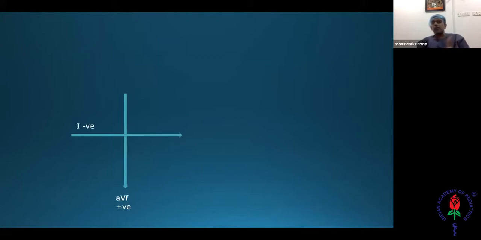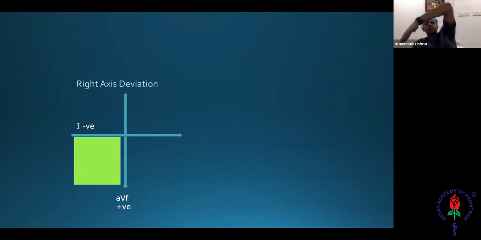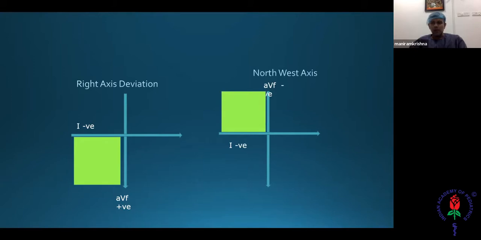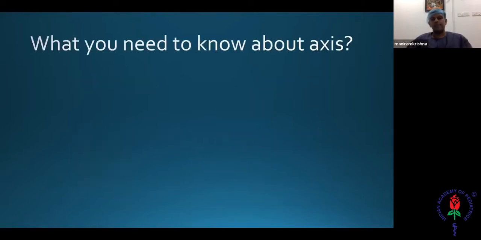But if it is positive in AVF and negative in lead one, then we need to plot it in this particular quadrant of the graph, and that is what we call right axis deviation. So the electrical axis, which is supposed to lie like this, has been pushed clockwise, towards its right, which is right axis deviation. And if it's negative in both, which is something very abnormal, which no adult cardiologist would probably have ever seen unless somebody is terminally ill, then it's extreme axis deviation. It could be extreme left or extreme right. I'm not going to go into the specifics, but we call it northwest axis, and you plot it at the top left corner of your graph chart.